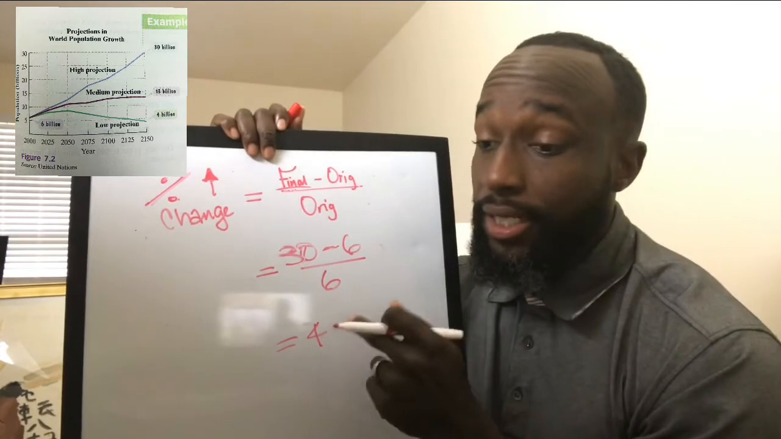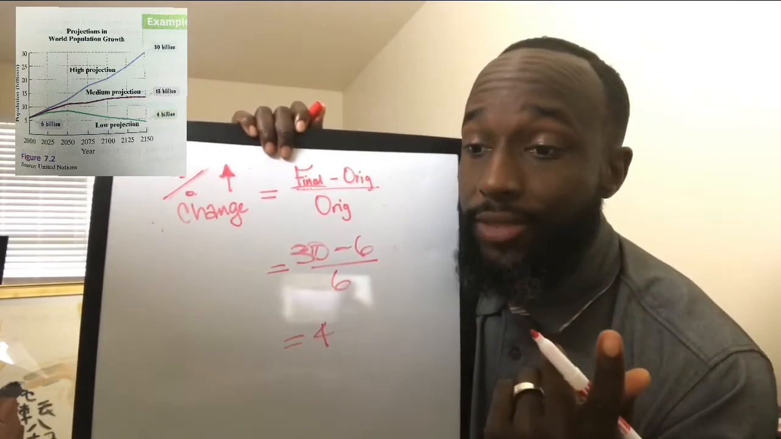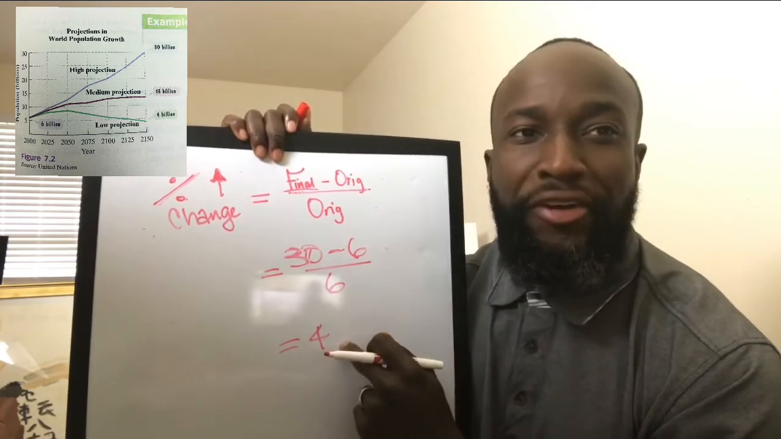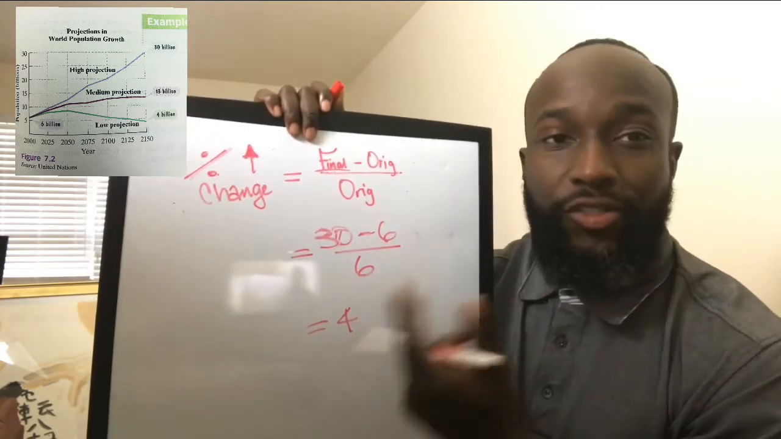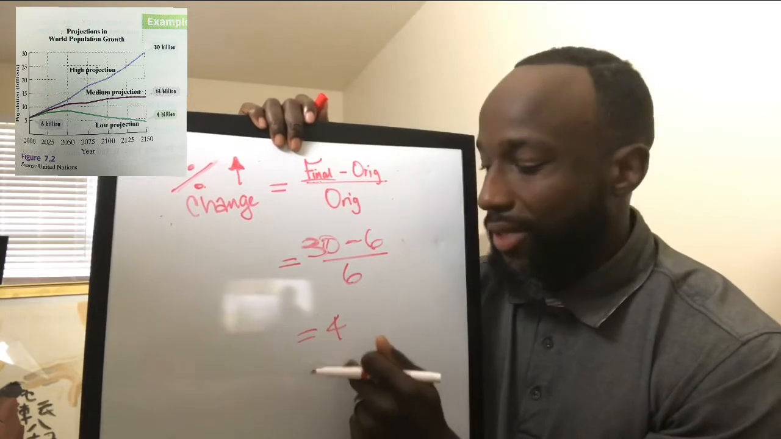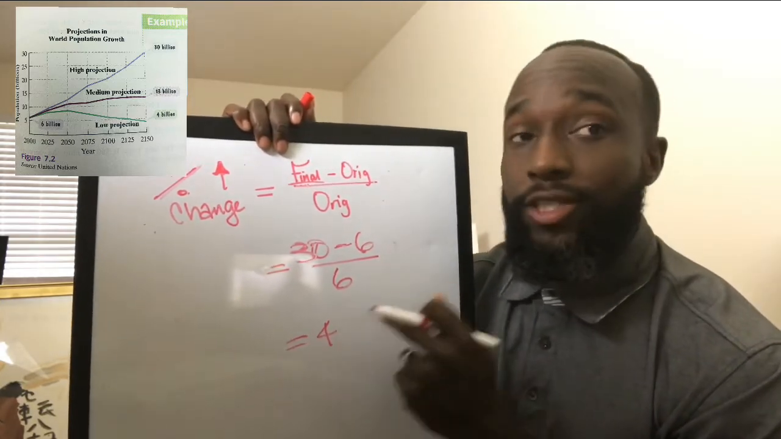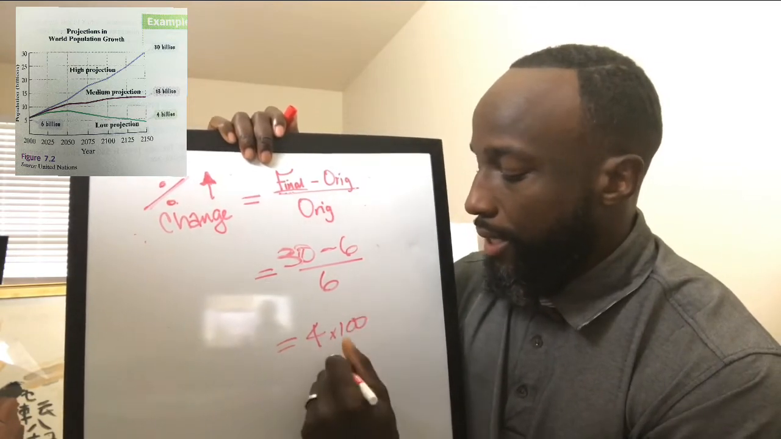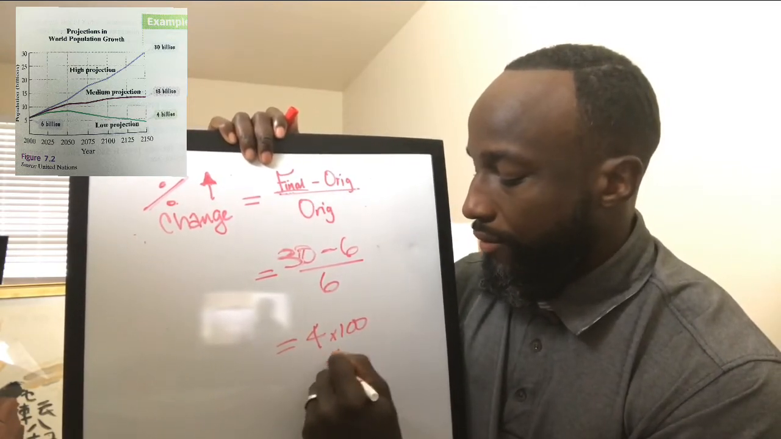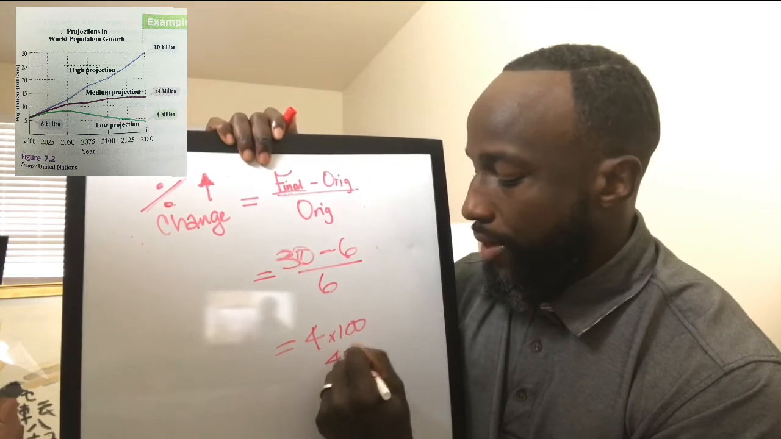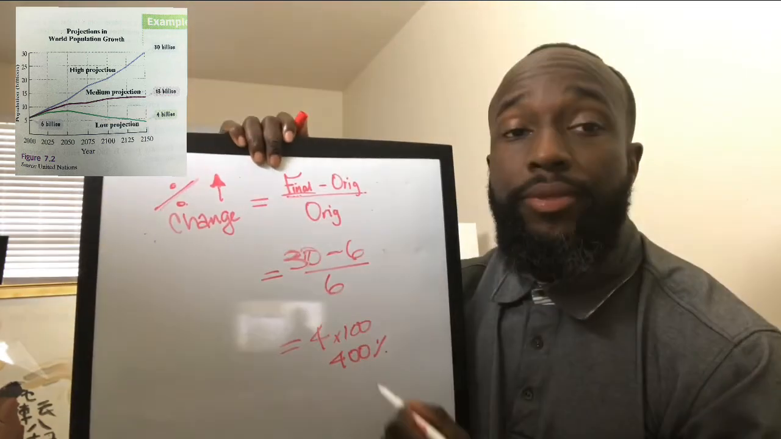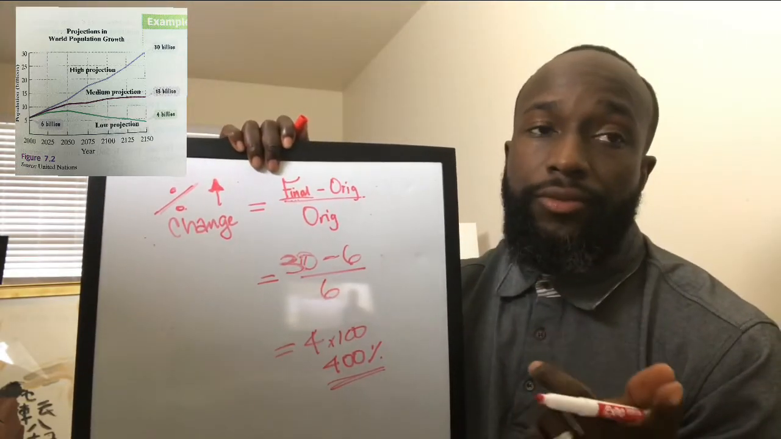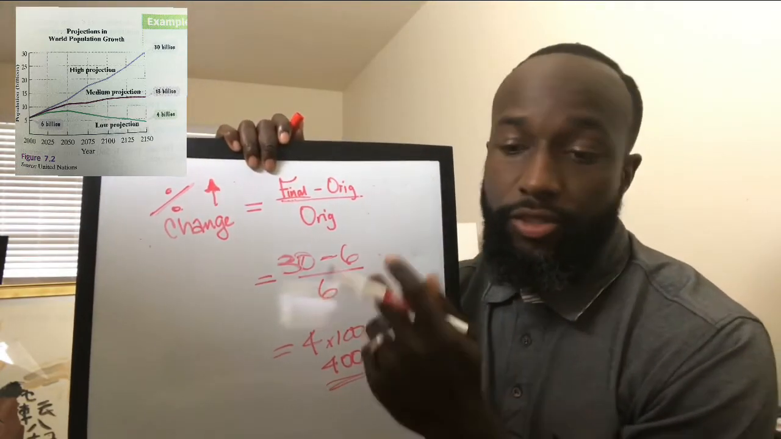No, it's not a 4% increase because we also have to do this last part, which is multiply by 100, right? Because we got to change it from the decimal form to an actual percent. So we're going to multiply this by 100, and we're going to get 400%. So there's a 400% increase in the population if it goes from 6 billion to 30 billion in 150 years, right?